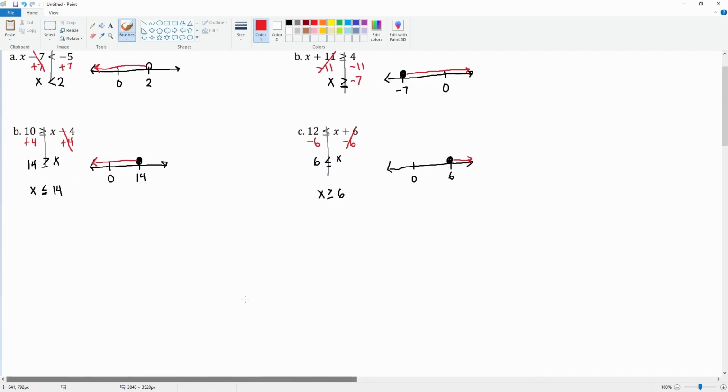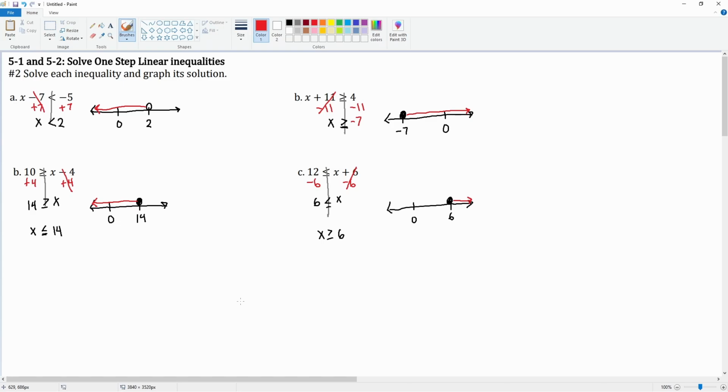So these are the first problems on how to solve one-step inequalities.